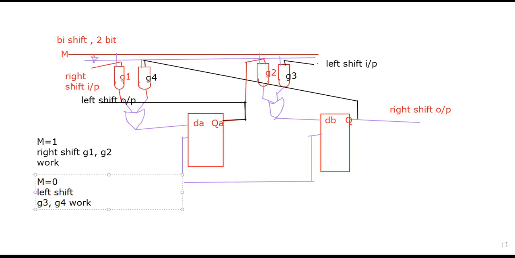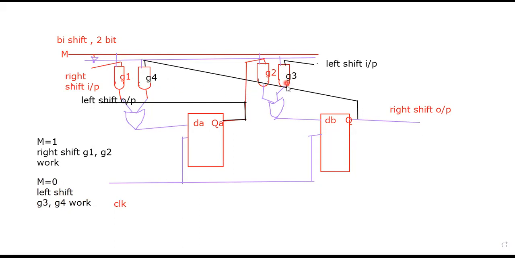Understand, you have to just describe these two things. M logic: if M is 1, right shift will be there. It is not fixed that M equals 1 gives right shift only, it depends. If I have connected this with a positive line, then it will work at M equals 1. But if I have connected this with the negative line, as you can see over here, then G4 will work when M equals 0.